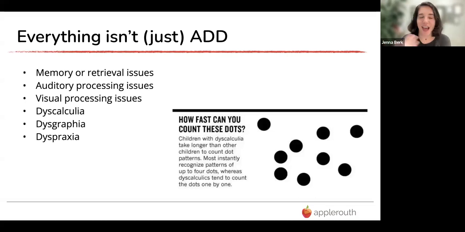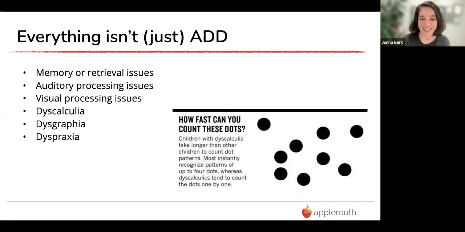Dyscalculia is, I think, casually known as like dyslexia for numbers, but it's a little more complicated than that. It could be anything from having difficulty recognizing numbers, delaying in learning how to count, struggling to connect the numerical symbol for 5 with the word 5, having difficulty recognizing patterns, losing track when counting, needing to use your fingers when you're counting. I've got this really interesting exercise up on the screen.